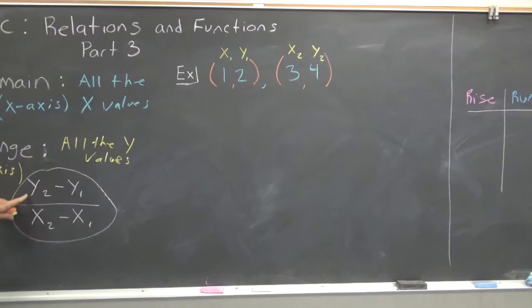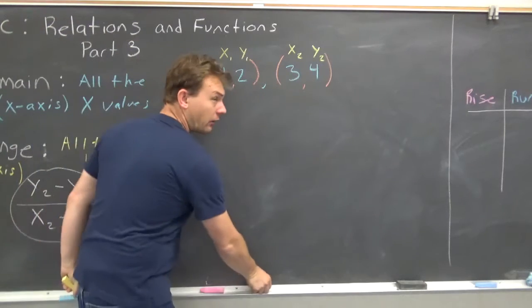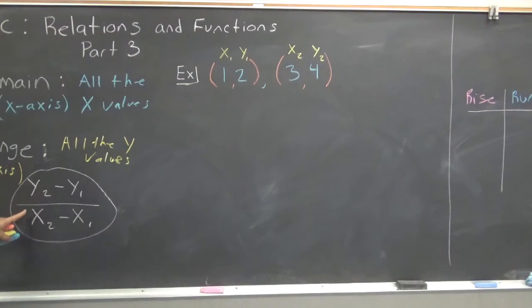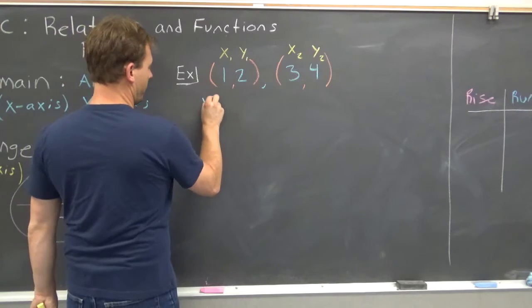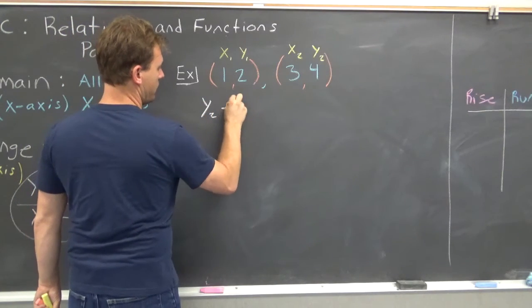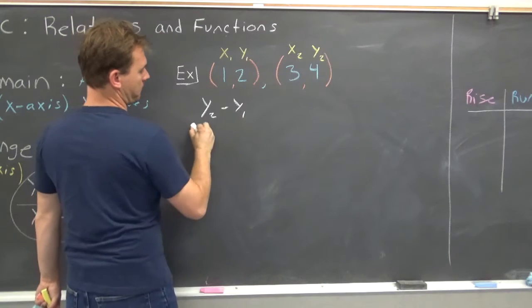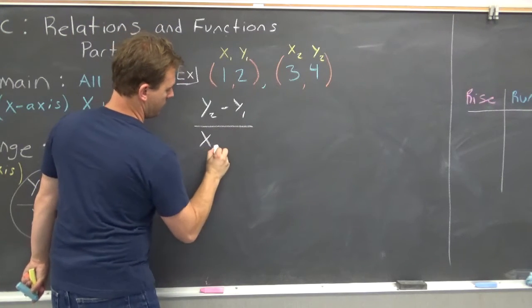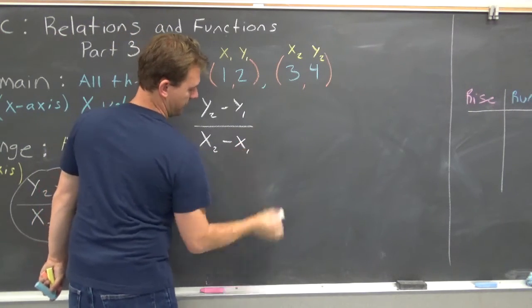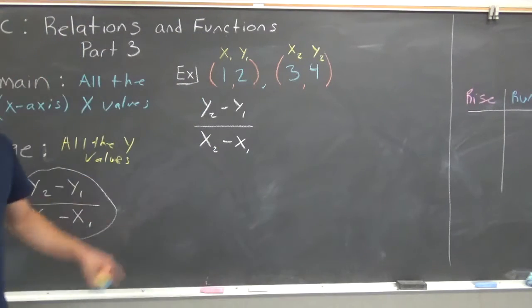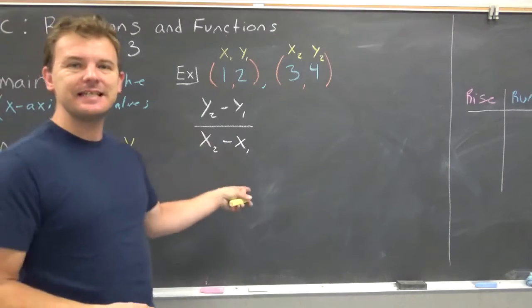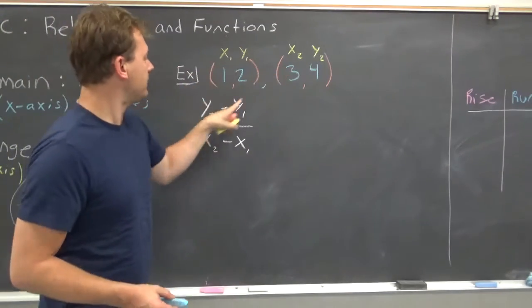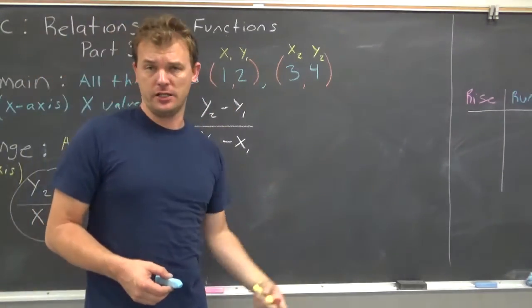I want you to really get this equation down in your head. So here's what I want you to do. Always rewrite this equation to a certain extent. So I'm going to write y2 minus y1 over x2 minus x1. I'm always going to rewrite my rate of change, because this is pretty much what you're going to take to make your rate of change.